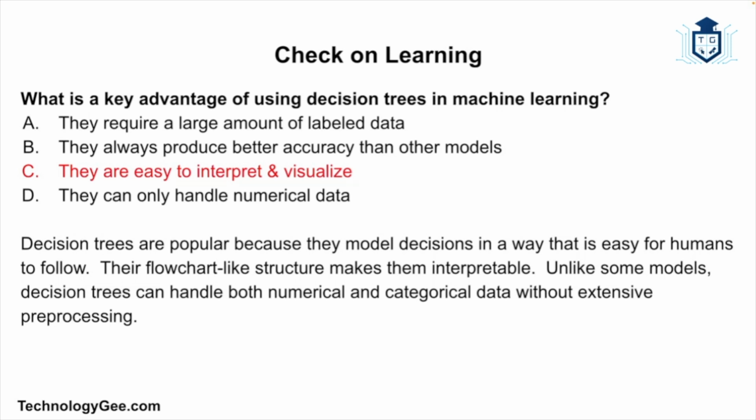So decision trees are popular because they model decisions in a way that is easy for humans to follow. Their flowchart-like structure makes them interpretable. Now, unlike some other models, decision trees can handle both numerical and categorical data without extensive pre-processing.